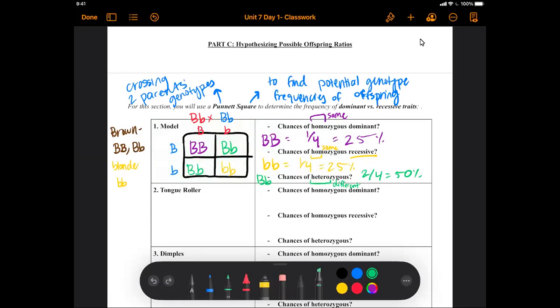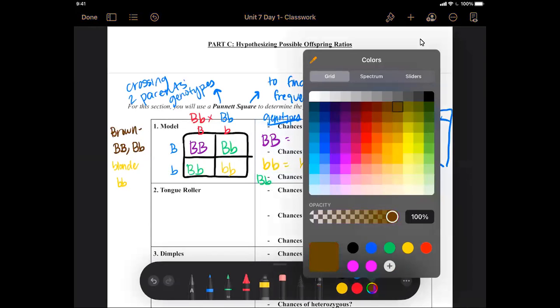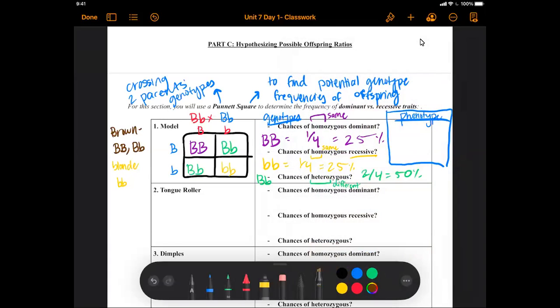So now we figured out the possible genotypes of these offspring. But what if I asked you guys to find the phenotype? Whoa, are we ready for a challenge? Well, there are only 2 possible phenotypes in this example. What are those phenotypes? You could either have brown hair or blonde hair. Perfect. Brown hair or blonde hair.